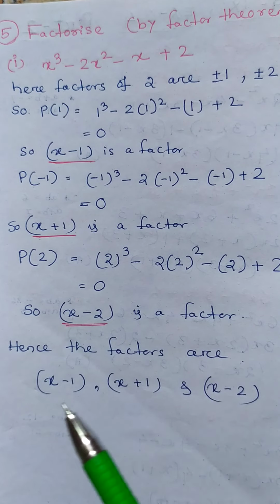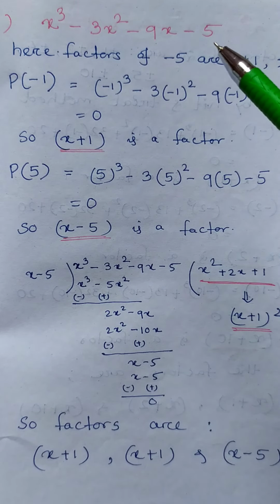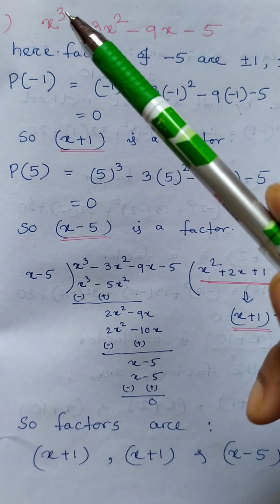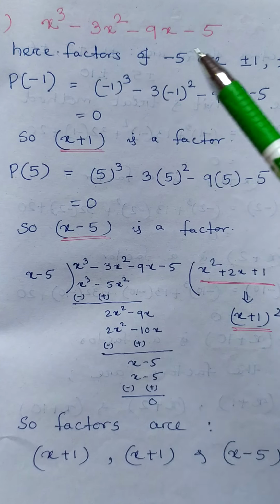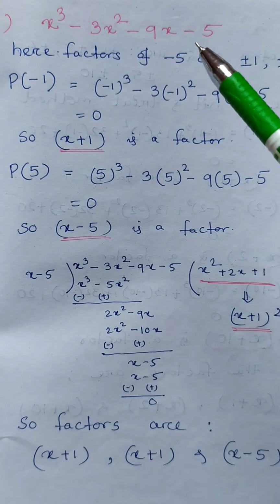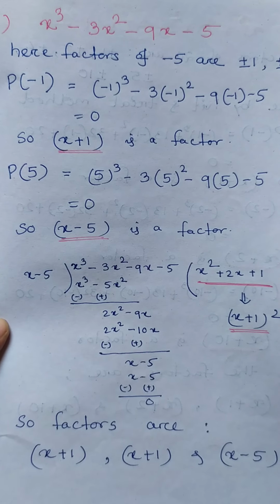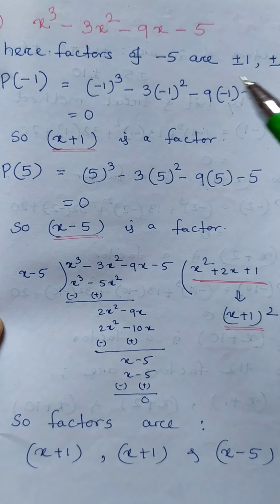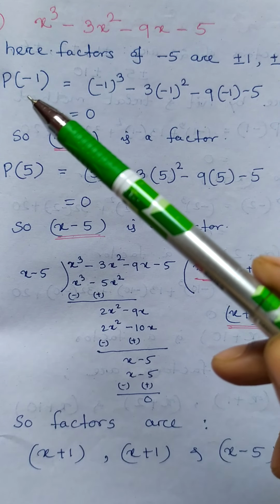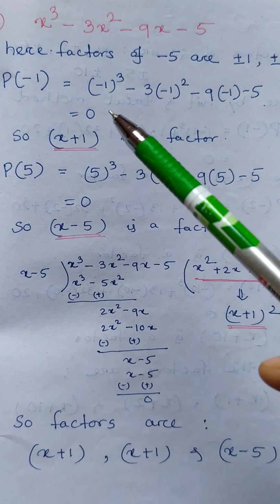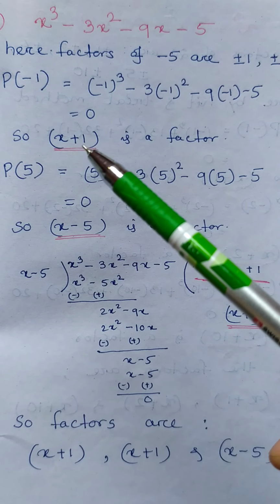Coming to the second bit, x cube minus 3x square minus 9x minus of 5. Degree 3, so linear polynomials will come. So here we have to check for the factors of minus 5. So it will be plus or minus 1 and plus or minus of 5. So now by using the hit and trial method, first check for minus 1. So it is giving a 0, hence x plus 1 becomes a factor. First factor we got as x plus 1.